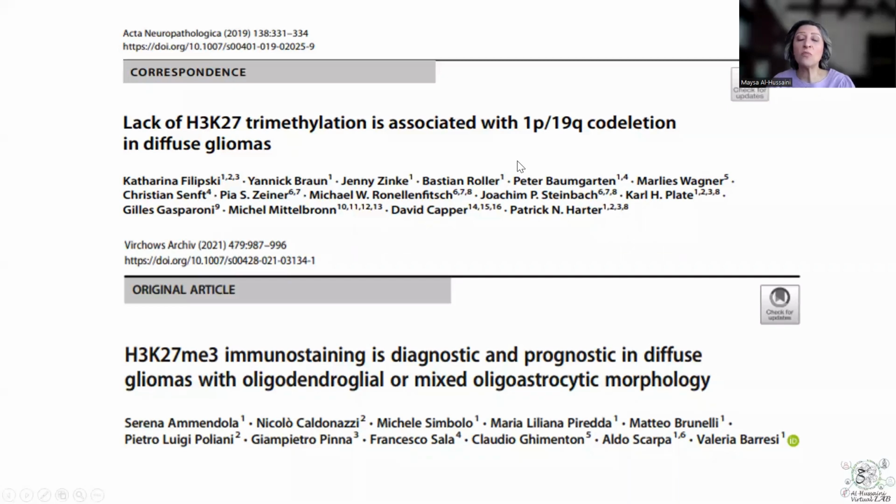Now, these are a couple of papers that really first described and then affirmed the usefulness of H3K27 trimethylation in the diagnosis, supporting the diagnosis of oligodendroglioma. Not only this, but in this paper, actually, they could show that the lack of staining of H3K27 trimethylation is prognostic. This is associated with more aggressive behavior, similar to the case that I shared with you.